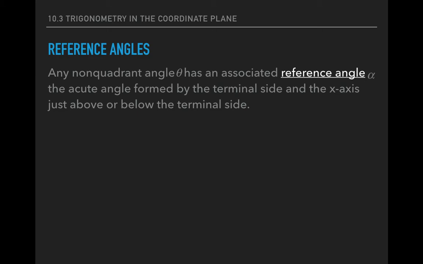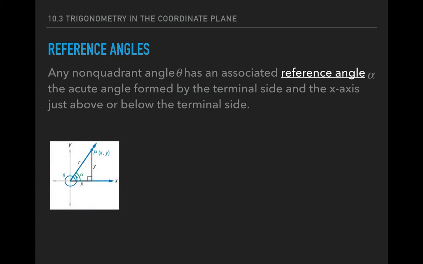And what it is, it's the acute angle that's formed by the terminal side of your angle and the x-axis that's going to be just above or below your terminal side. Let me show you here. So say you have an angle and your terminal ray ends in your first quadrant, like this one. Alpha, your reference angle, is just going to be from your terminal side down, that measure, down to your x-axis. So that's marked with a little alpha there in green.